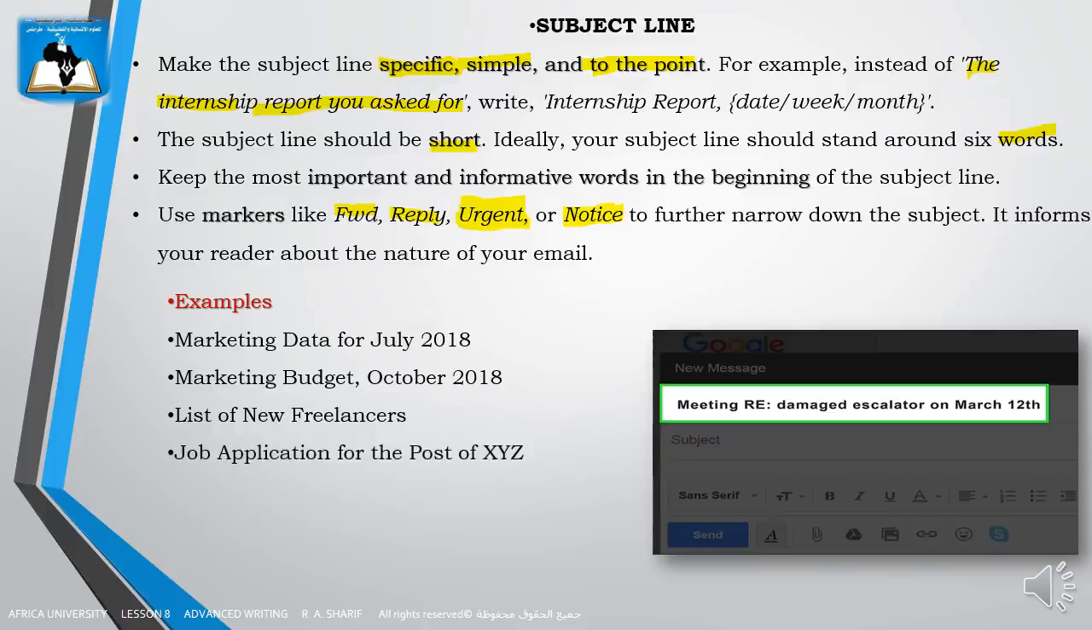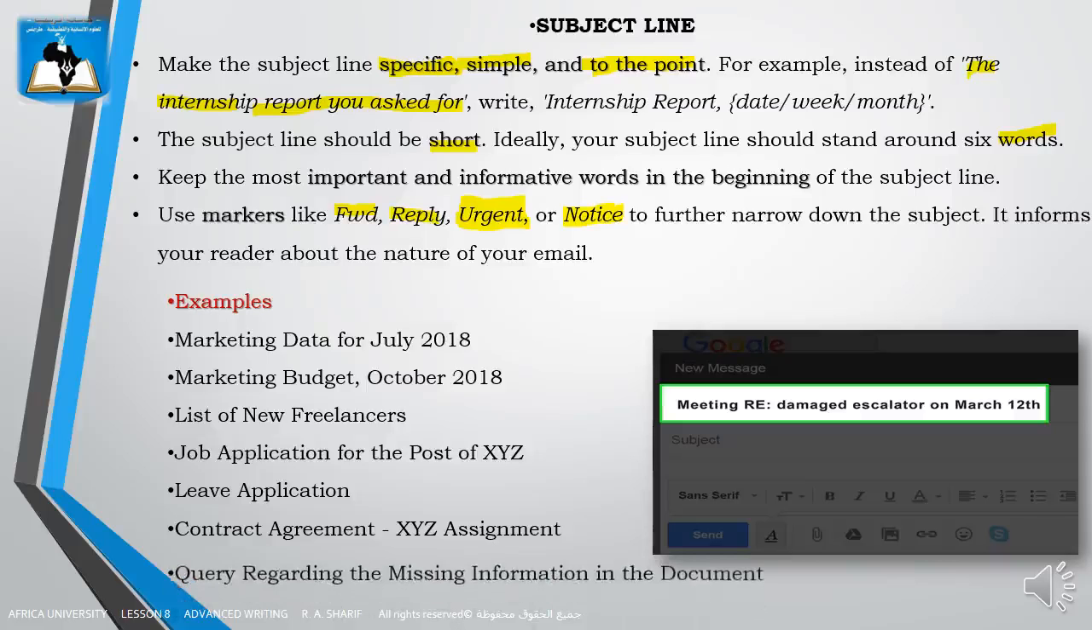Job application for the post of XYZ, okay? Leave application. Here you don't need to write your name, it's okay because the name will appear at the beginning of the email, okay? So leave application. Contract agreement. Query regarding the missing information in the document. These are some examples of good subject lines, okay?